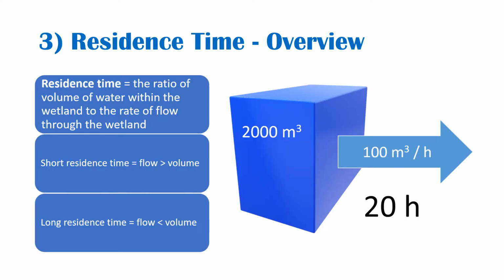So the final hydrology factor the module went over was the residence time. And the residence time is the ratio of volume of water within the wetland to the rate of flow through the wetland. If you have a short residence time, that means that your flow is greater than your volume. So your water is leaving your wetland faster than you have volume. And if you have a long residence time, that means your flow is less than your volume. So if you have a long residence time, you actually have a large volume that is flowing slowly.